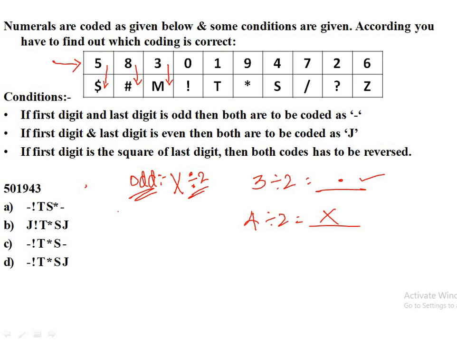If the first digit and last digit are even, as I have just explained, even means completely divisible by 2. In such a case, we need to code both as J.